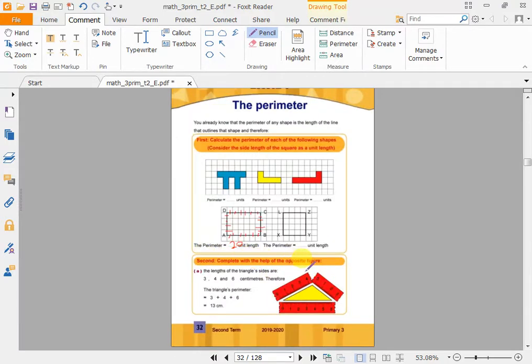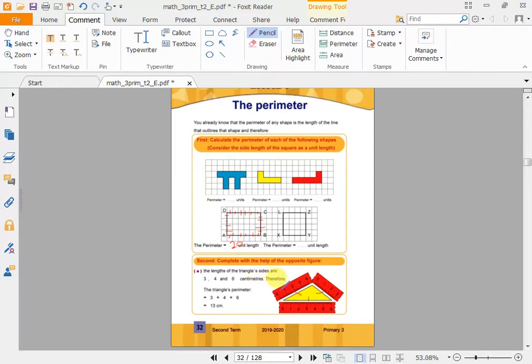The second one, we need to know the perimeter of any triangle. The perimeter of any triangle is the sum of its side lengths. So generally, when we have any triangle and we know the lengths of its 3 sides, we take this side plus this side plus this side, and we will get the perimeter of the triangle.